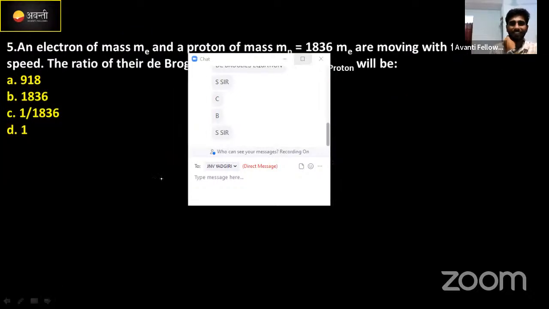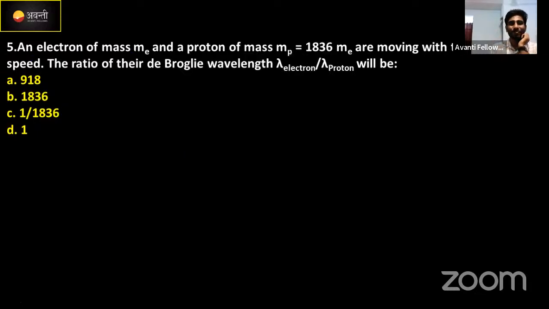Next question. Yes, this is an awesome question, the simplest question in JEE. An electron of mass me and a proton of mass mp, where mp is equal to 1836 times me, are moving with the same speed. Mass of electron is me, and mass of proton is 1836 times the mass of electron.